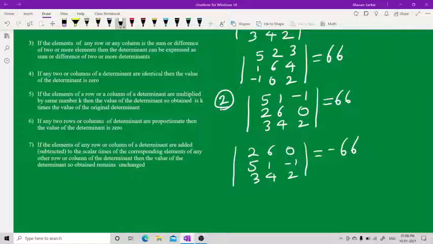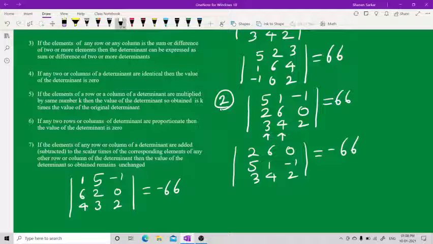Similarly, from the original one, if I interchange the columns, that is 1, 6, 4, 5, 2, 3, minus 1, 0, 2, I'll again get minus 66. This was the second example. Now let us see the third.